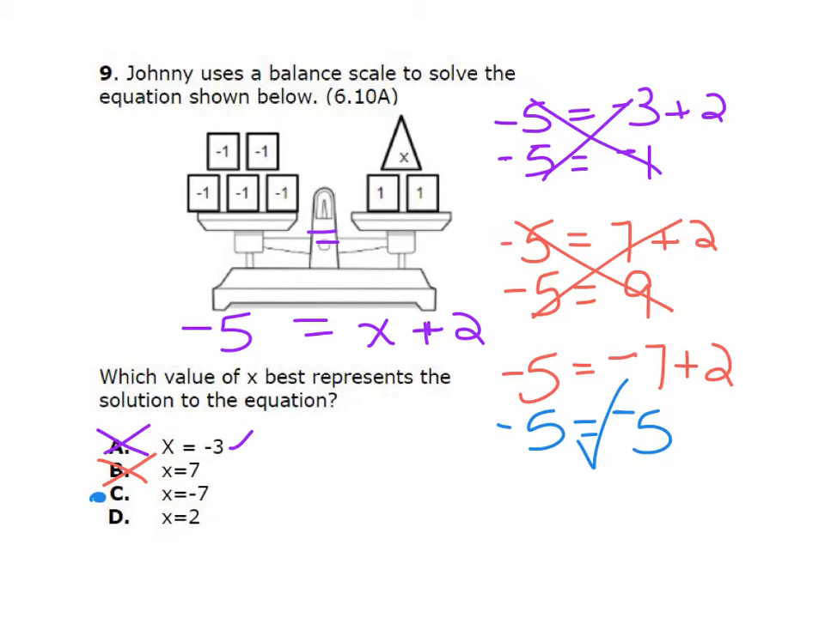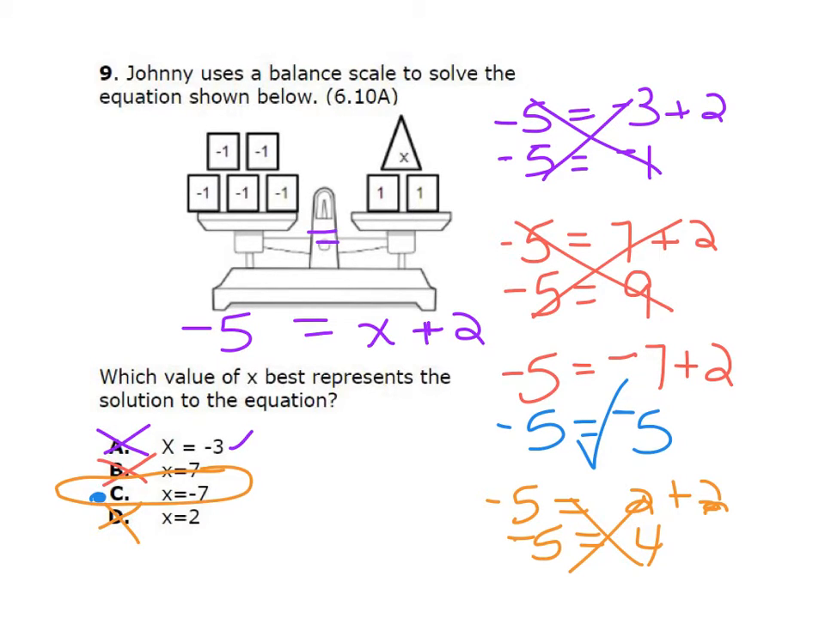The last one has negative 5 is equal to 2 plus 2. So negative 5 stays there, and 2 plus 2 is 4. Negative 5 is not equal to positive 4, so that's not a correct answer. So my answer is letter C. If you notice, I did substitution.